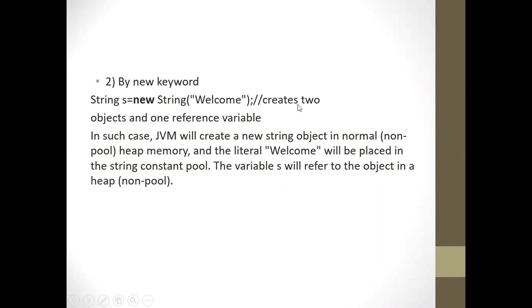How can you say that it creates two objects? One is in the non-pool area, that is the heap, and another is in the string constant pool. So these are the two methods by which we can create a string in Java.